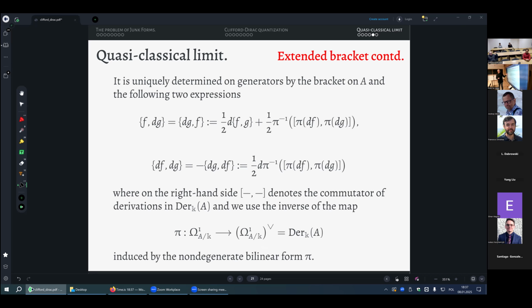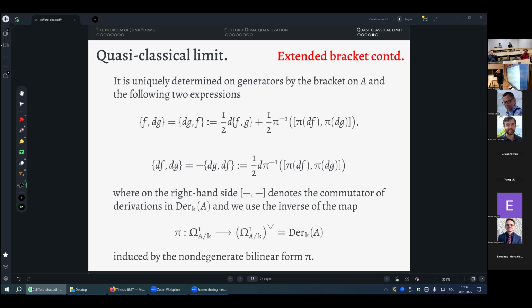On functions, it's not simplified. But what is this on pairs, when you have a function and a differential? Then it turns out that it is symmetric, because f is even. And we have a very nice formula. Look at this. This is the formula for this extension. The same holds for the bracket between differentials. This time it is anti-symmetric and defined by a quite similar formula.